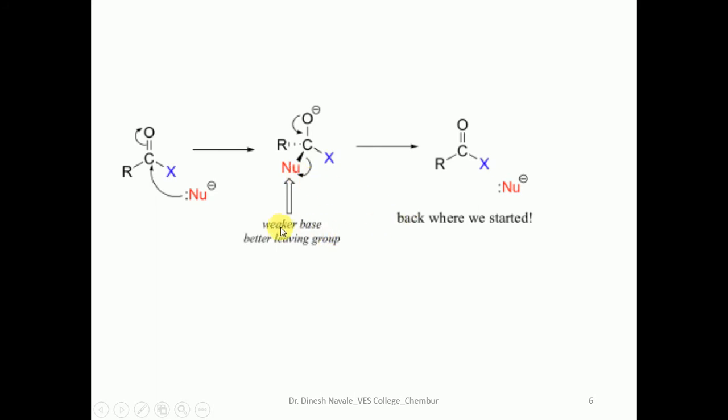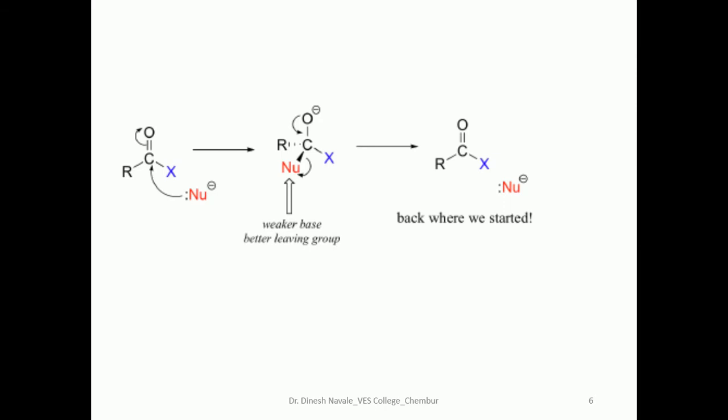But if a weaker base is present, the nucleophile will be reversed again, and in this reaction we again get the starting material as the product. That means we are back where we started. So it depends upon whether the leaving group is strong or weak.